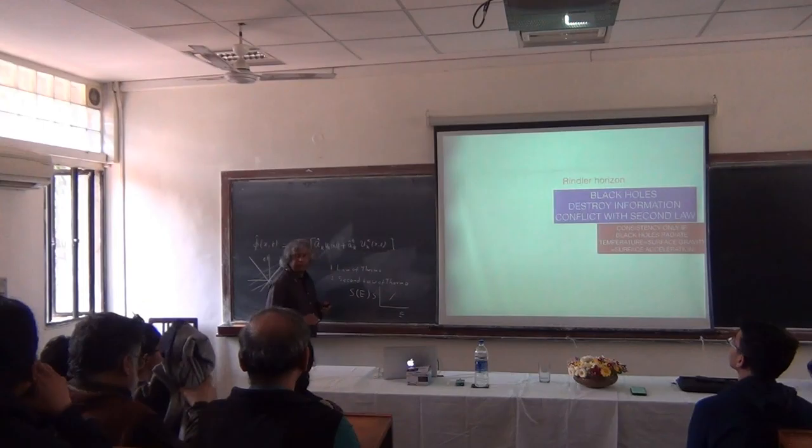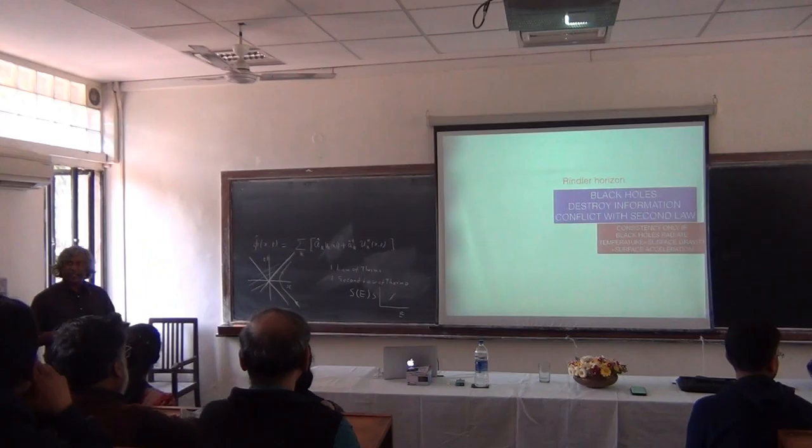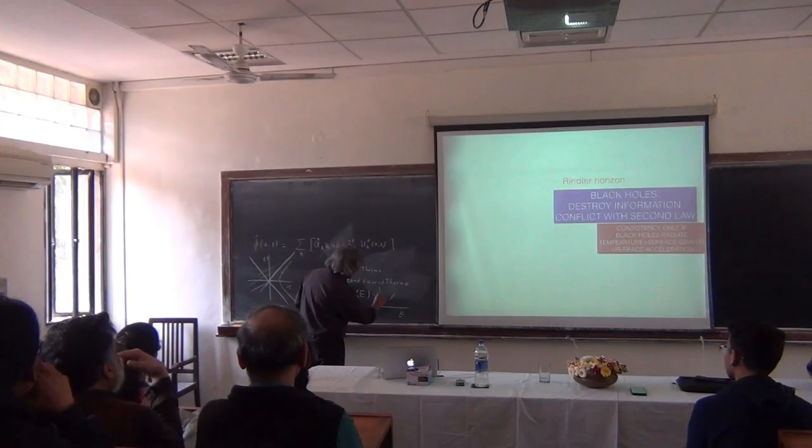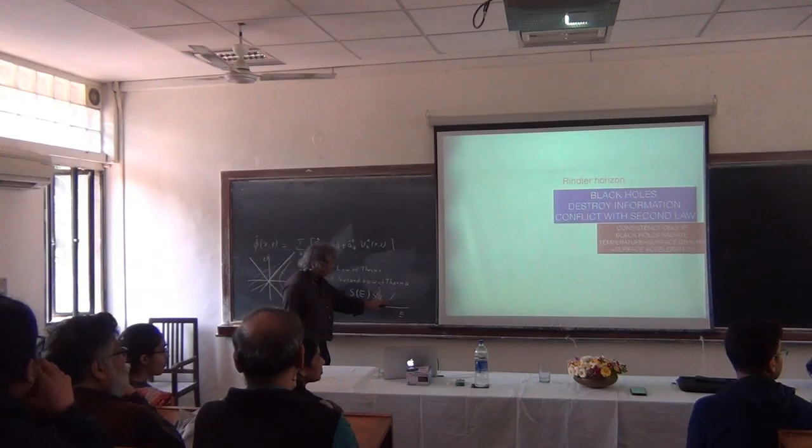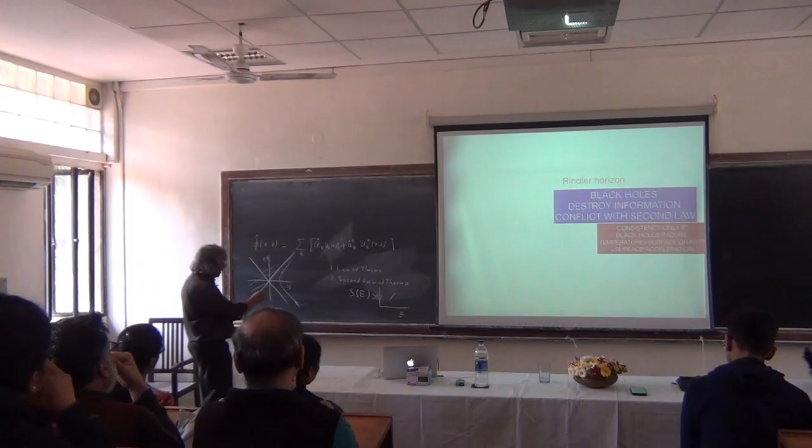Is that clear? Because if the entropy was decreasing, this won't solve the problem. If you have an entropy which is decreasing with energy, the matter that you throw in will go to increase the mass of the black hole. And if the entropy decreases, that is still a problem. You must have an entropy that increases with energy if we have to solve this problem of violation of the second law of thermodynamics. Now that immediately gives us an interesting fact.